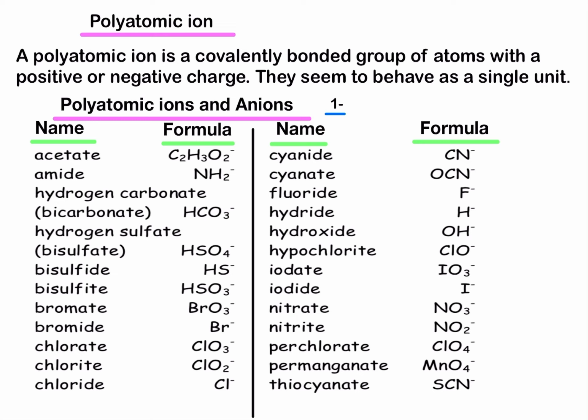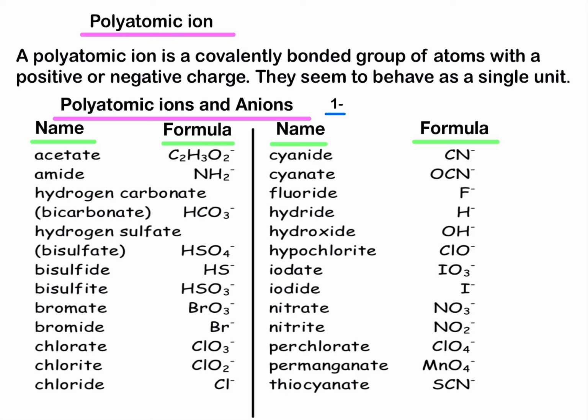Hydrogen sulfate, or we can also call it bisulfate, HSO4 minus. Bisulfide, HS minus. Bisulfite, HSO3 minus. Bromate, BrO3 minus. Bromide, Br minus. Chlorate, ClO3 minus. Chlorite, ClO2 minus. Chloride, Cl minus. Cyanide, CN minus. Cyanate, OCN minus. Fluoride, F minus. Hydride, H minus. Hydroxide, OH minus.